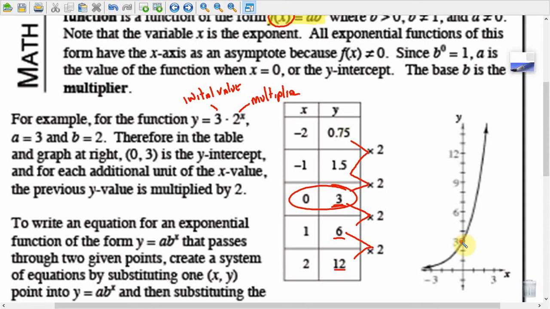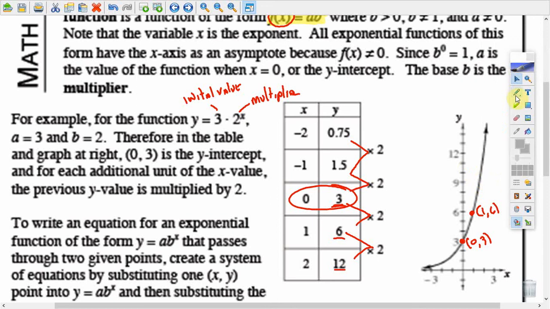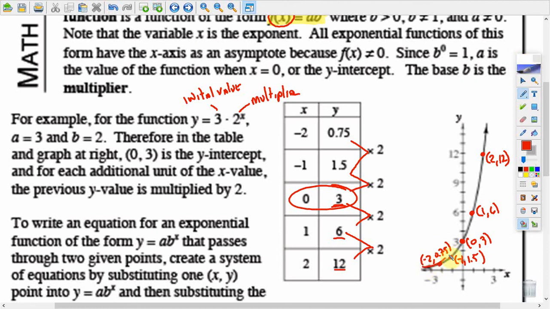So in our graph, there's 0, 3, there's 1, 6, 2, 12, going back in the opposite direction, we have negative 1, 1.5, negative 2, 0.75. So this is exponential growth because the function is increasing as we go from left to right, and the slope gets steeper and steeper as we go.